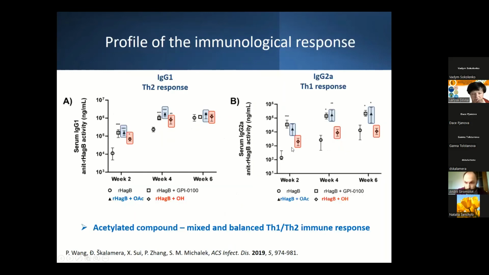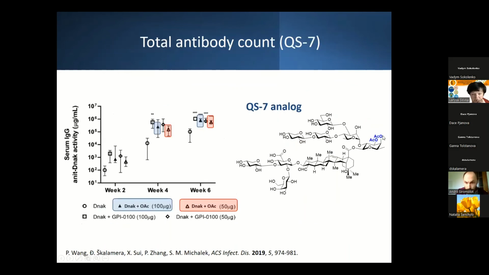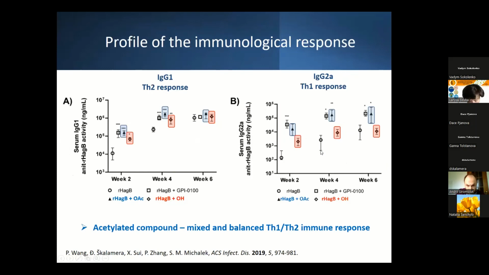And we were also interested to test a compound which has an Ac group here, which is acetylated in ester form, and a compound which has an OH group here, so a hydrolyzed ester. Our hydrolyzed ester showed much less activity in Th1, so our acetylated compound showed a mixed and balanced Th1, Th2 immune response, while the compound with OH groups here showed an immune response which is more Th2 oriented.